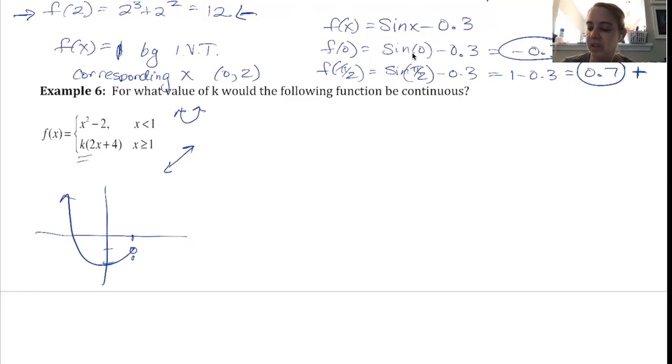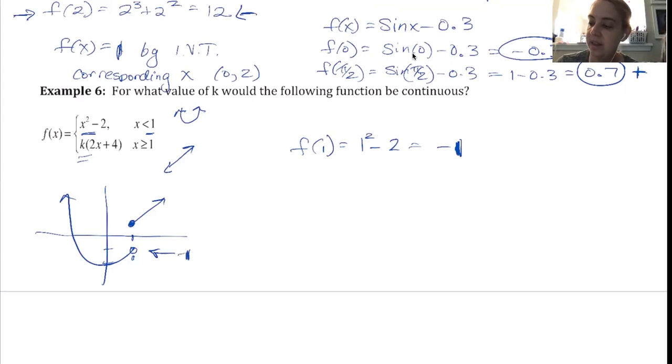Now this k, I'm not sure how high or how low that line goes. So we want to make sure that we get those two pieces close enough to each other so that it's continuous. We want this piece right here to be down here. We want that to be continuous. So that k is going to determine where that happens. So what we need to do is put the 1 into x over here. So f of 1 equals 1 squared minus 2. 1 squared minus 2 is a negative 1. So that y value, I know this happens at negative 1.